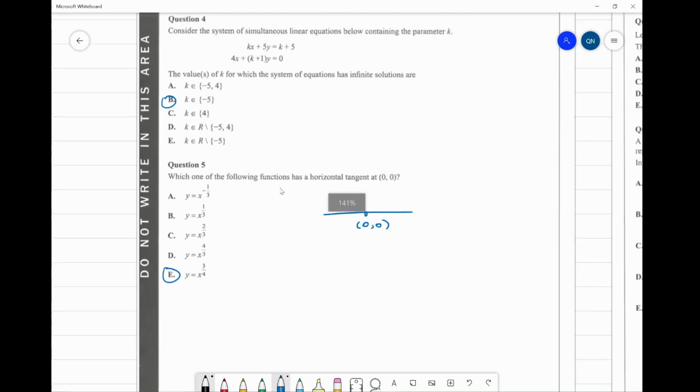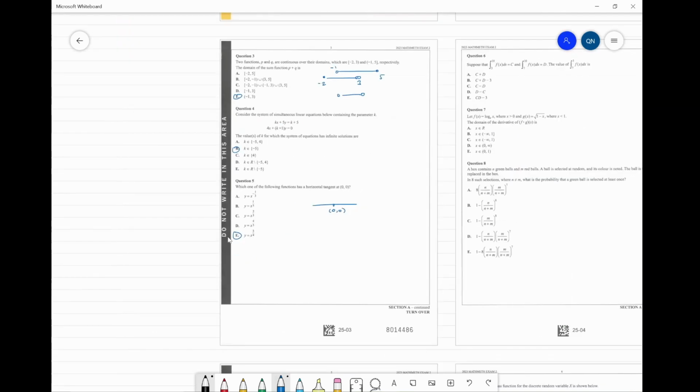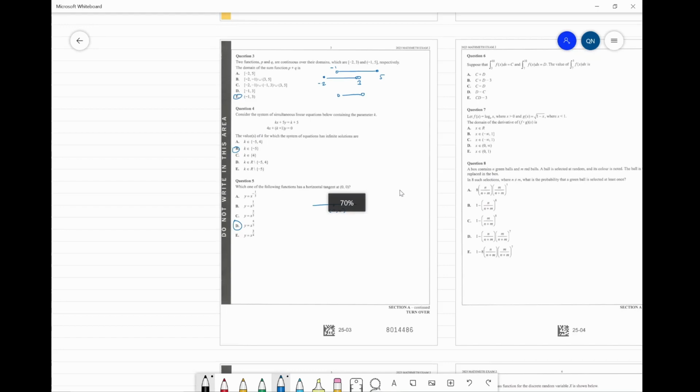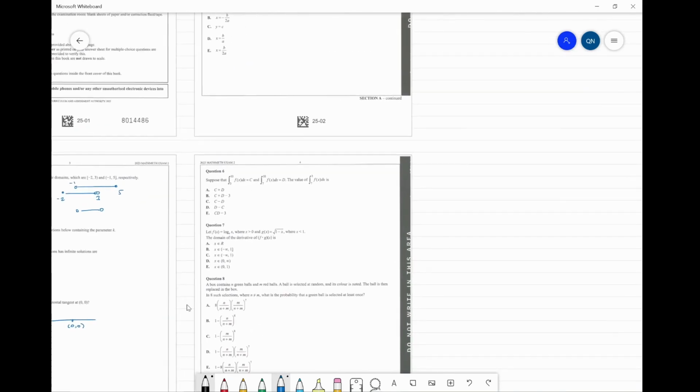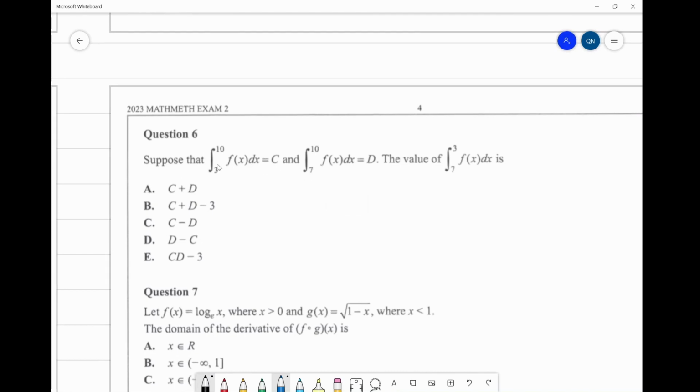If not, that's embarrassing. Question 6, I just realized I circled the wrong one. Oh dear, it's option D. We don't want 3/4. So question 6, we have integrals, and we want to find the value of the integral from 7 to 3. First of all, they're oriented the wrong way, so I'm going to flip them around. So this is 3 to 7 of f of x dx.